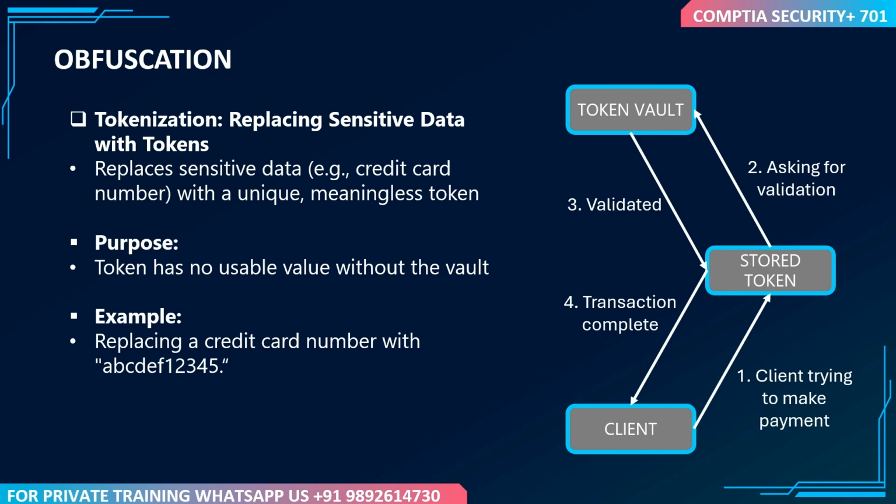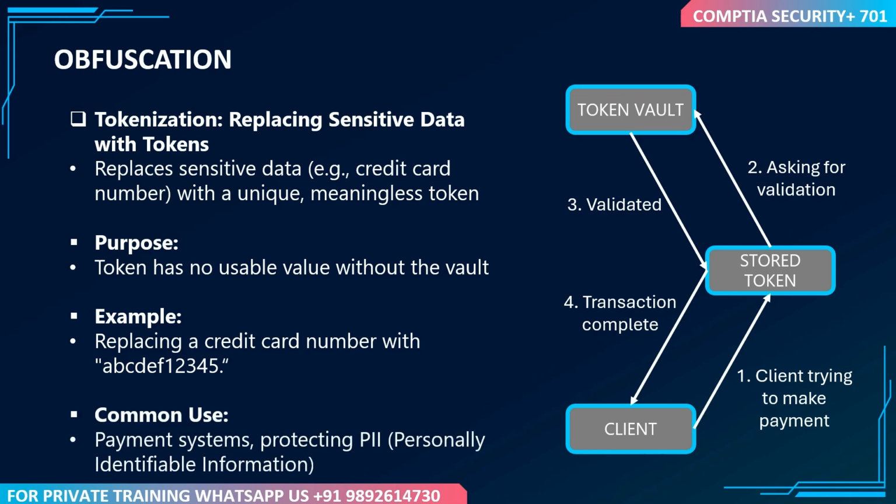And this makes tokenization an important technique for reducing the risk of data breaches. Tokenization is commonly used in industries that handle sensitive data such as finance, healthcare, and retail. For example, payment processors use tokenization to ensure that credit card details are not exposed during transactions.